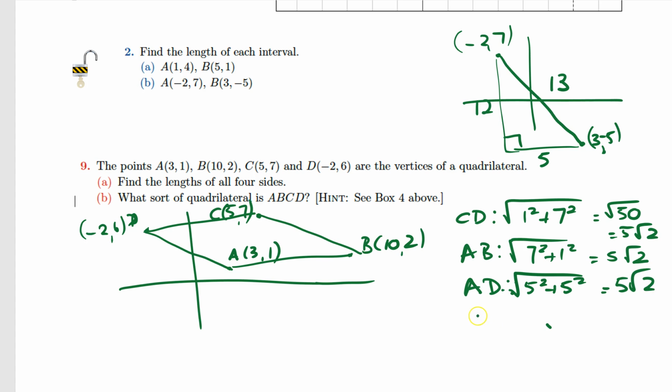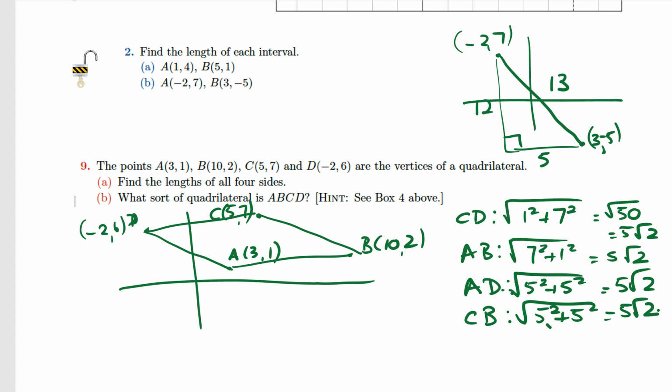And we're expecting, I hope, that CB will be similar sort of thing. So it helps us to avoid silly errors. So the difference in the x's is 5, so this is 5 squared. Difference in the y's is 5, this is 5 squared, so it's another 5 root 2.